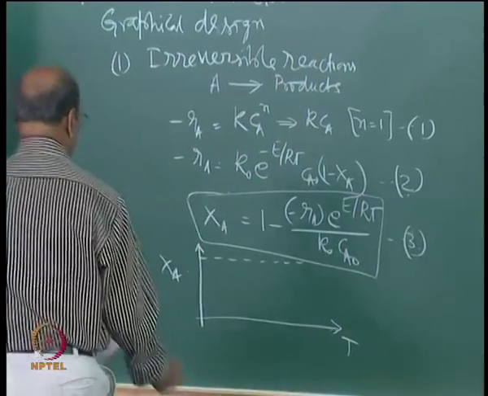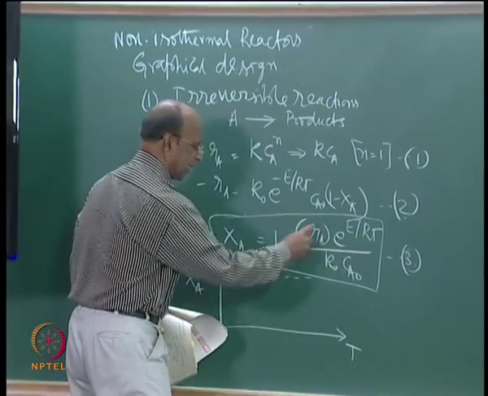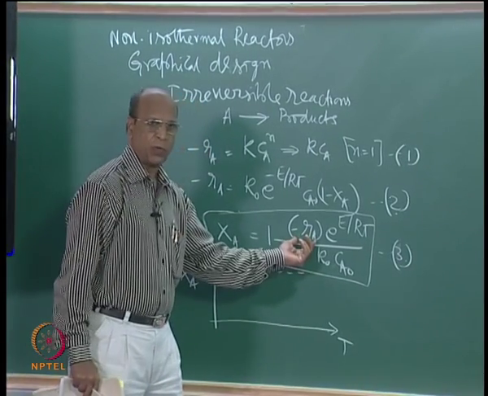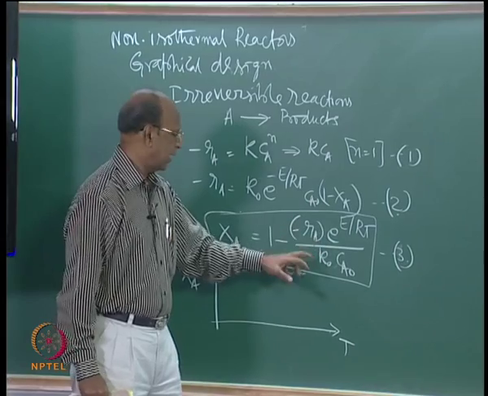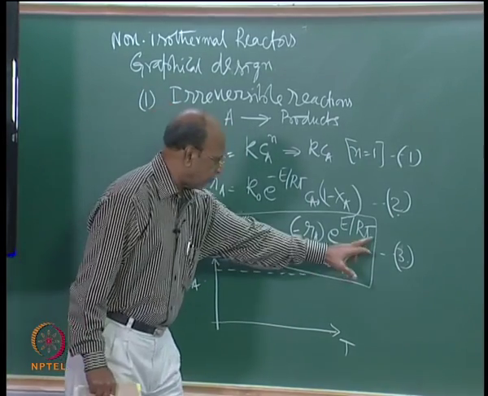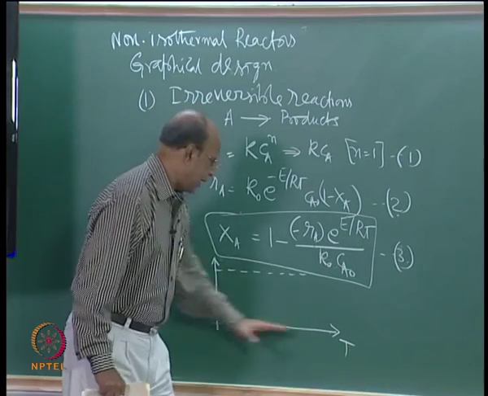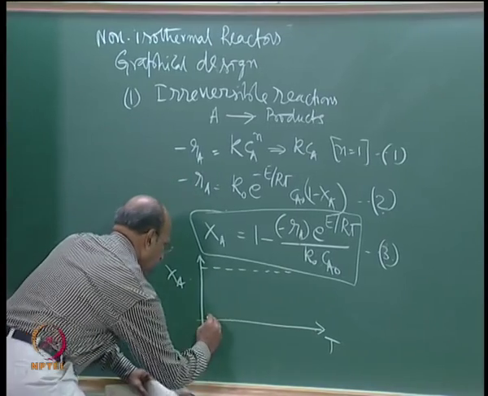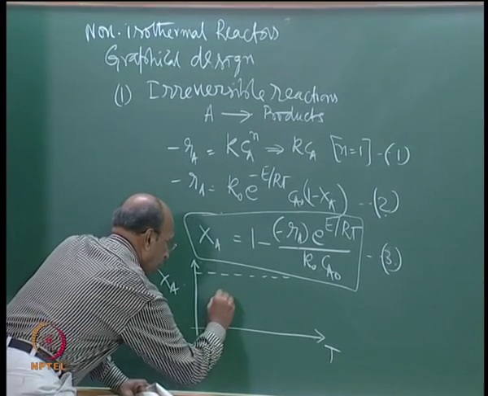Anyway, now I can assume minus R A as, let us say, 0. If I put that, nothing will happen, so we should not use that. Then take a small value for minus R A, calculate for various T's, and then I will get X versus T. I will have lines like this going.